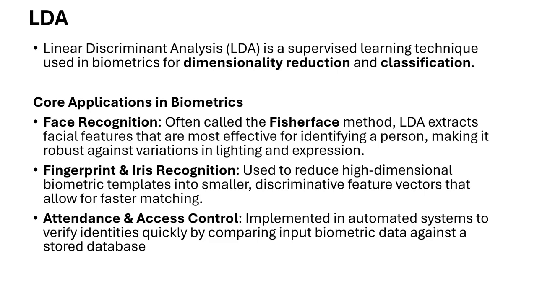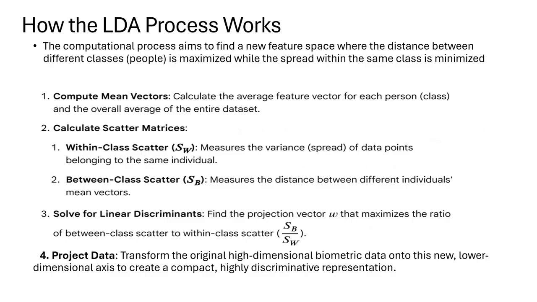So how does LDA work? The computational process aims to find a new feature space where the distance between the different classes, or people, is maximized, while the spread within the same class is minimized. First, it computes the mean vectors: the average feature vector for each person or class, and an overall average of the entire data space.